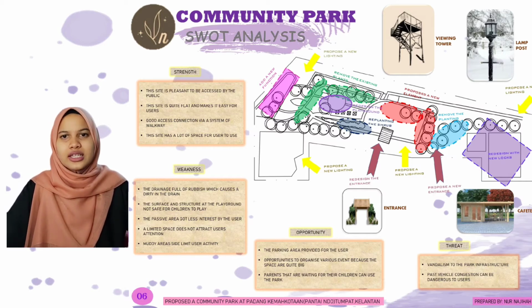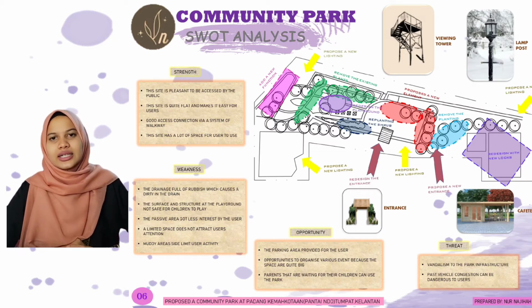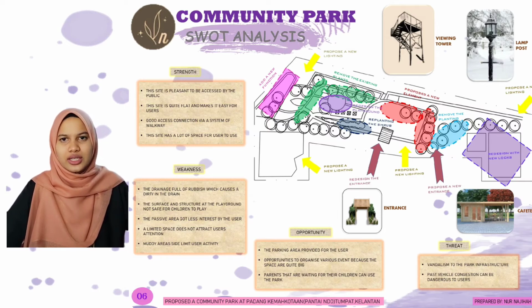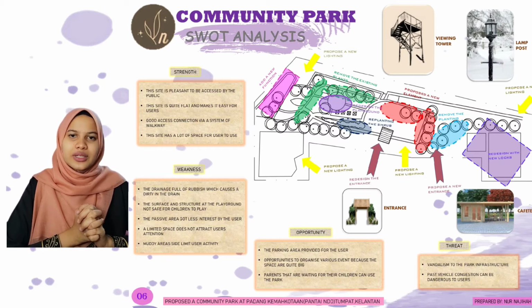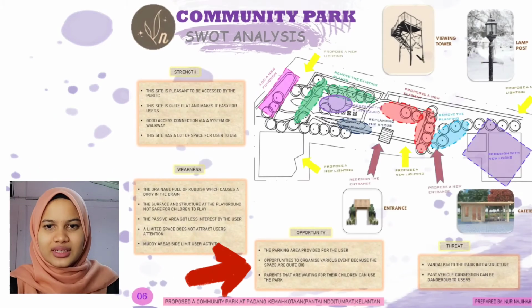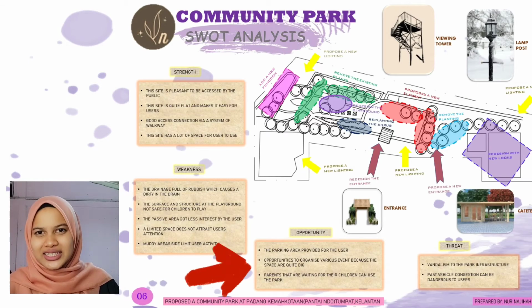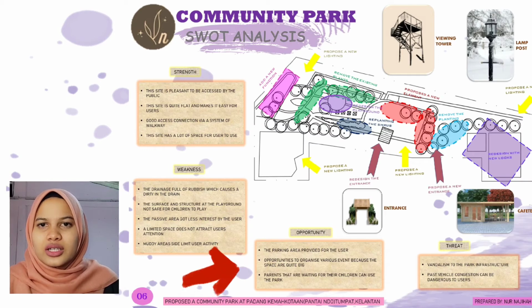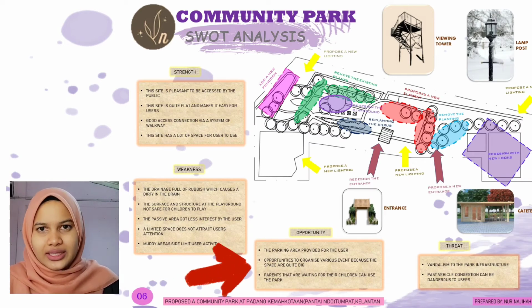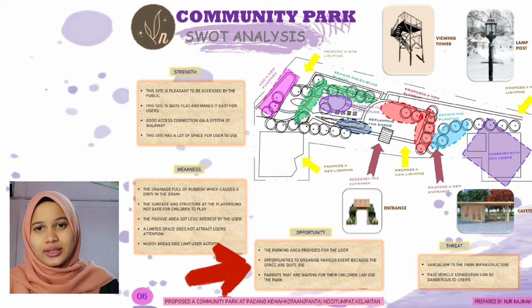The third one is the passive area, which attracts little interest from the users. Next, the limited space does not attract users' attention. The last one is the muddy area, which limits users' activity. Next is opportunity. The parking area provides the users opportunities to organize various events because the space is quite big. The last one is that parents waiting for their children can use the park.